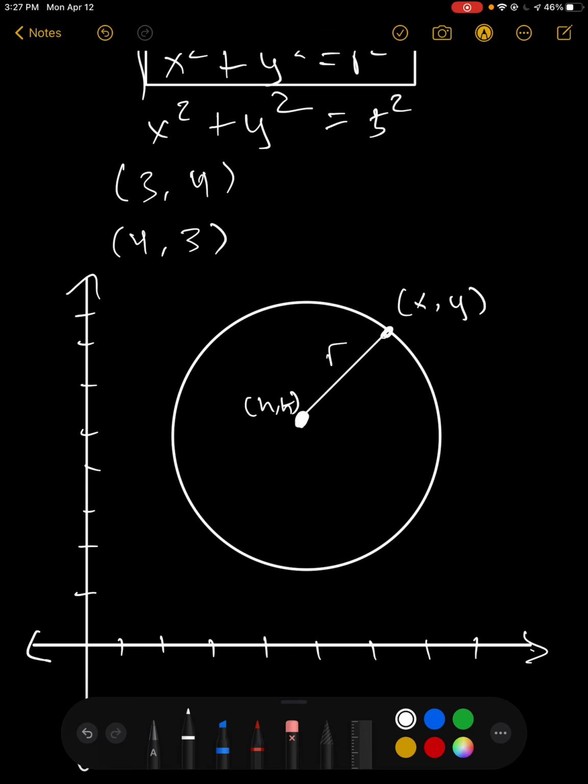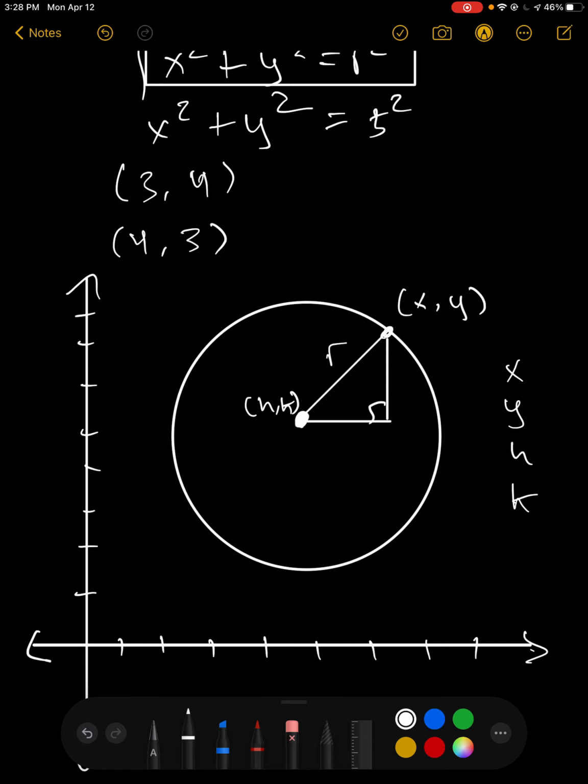Now what we can do is something very similar. We know that this forms a right triangle, right here and right there. But these values aren't x and y anymore. They're going to be something a little different. So right now we do have four values that we're working with: x, y, h, and k.